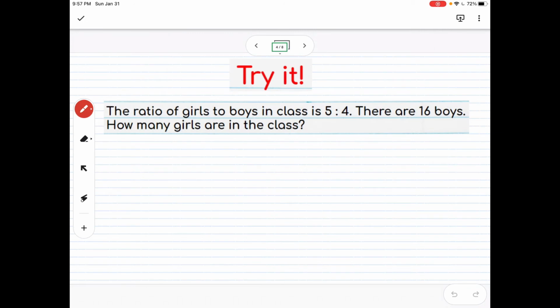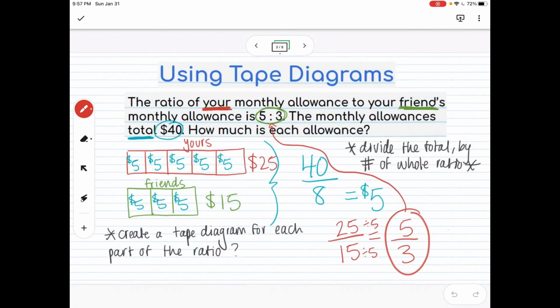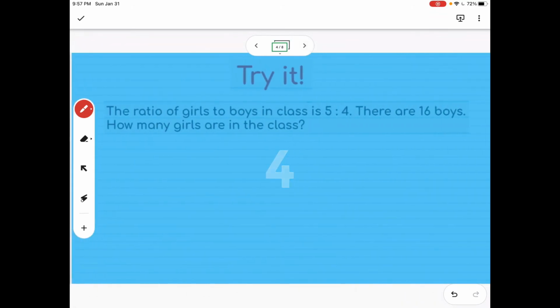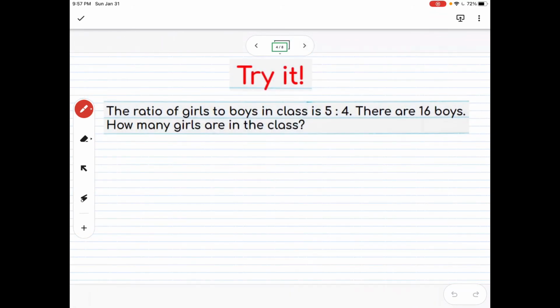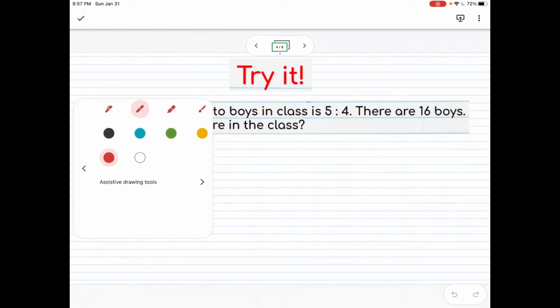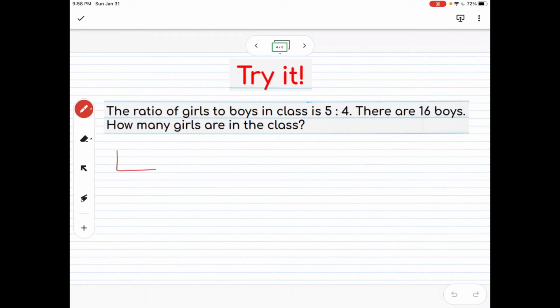All right, what I quickly wanted to show you is the difference between a tape diagram depending on what is asked in the question. In that last slide, if we flip back to it, we know in this case they were asking for how much each allowance is, and we knew what the total between the ratios was. But in this case, not the same is true. It says the ratio of girls to boys is 5:4. So I'm just quickly going to draw that as well.